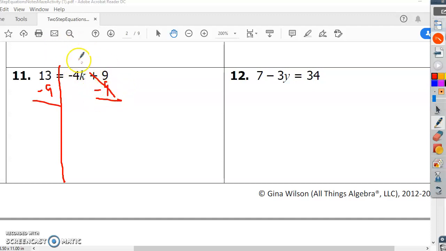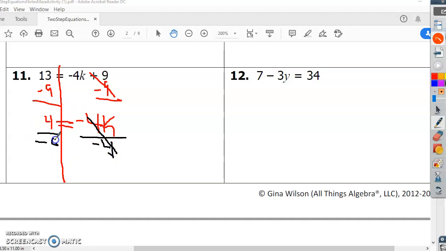What do I have around k? I have the 9. I have the negative 4, the coefficient. So that's what I'm trying to get rid of. That's why I did not get rid of 13 here. So 13 minus 9, 4 equals, so we have negative 4k on this side. And now I'm ready to divide by negative 4. Notice I said negative 4.